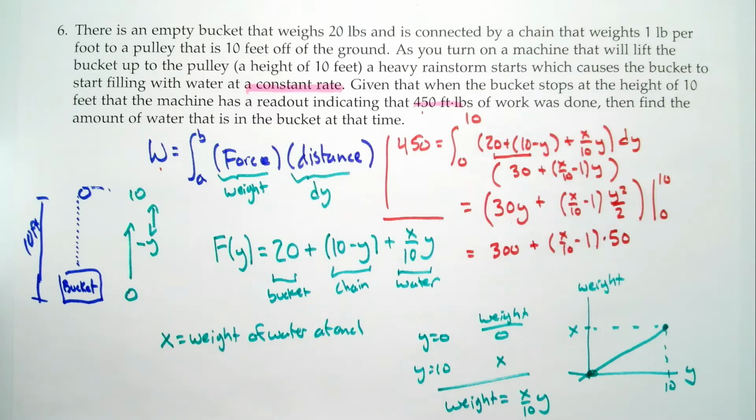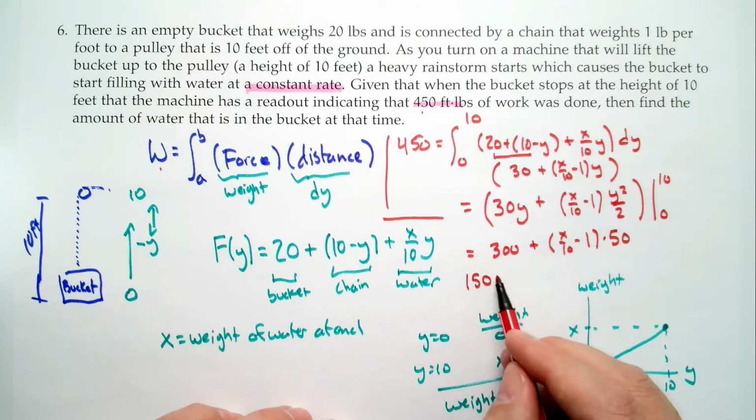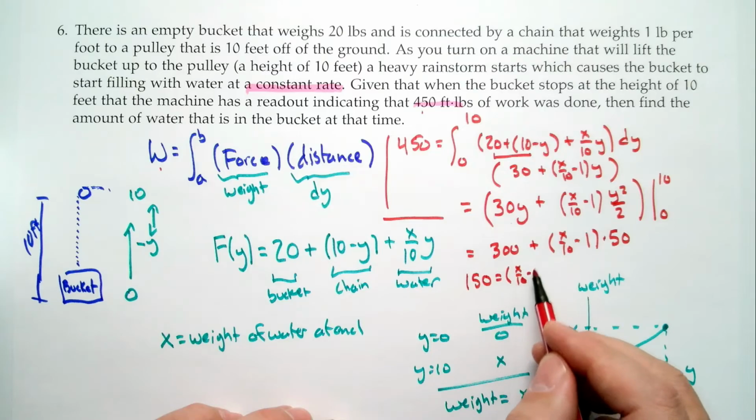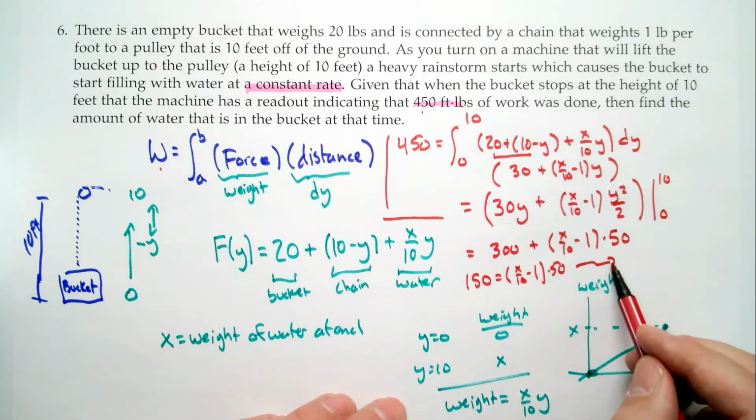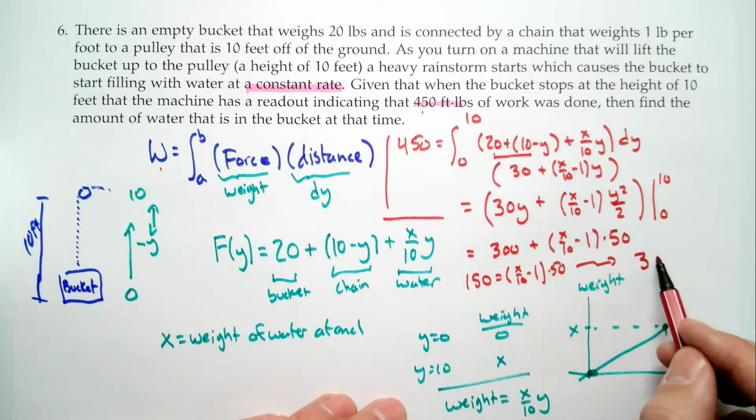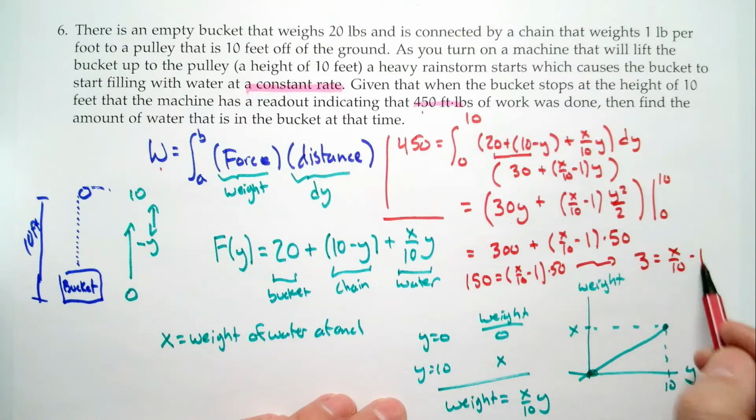So, 450 equals 300 plus this quantity x over 10 minus 1 times 50. What do you do next? Yeah, we could subtract 300. And if we did that, we get that 150 equals x over 10 minus 1 times 50. Now what? Divide by 50. Then you get that 3 is equal to x over 10 minus 1.